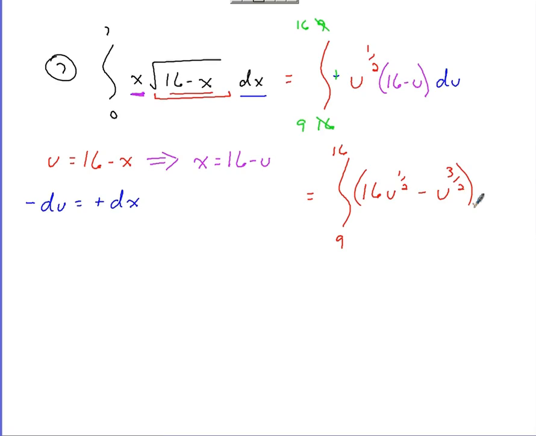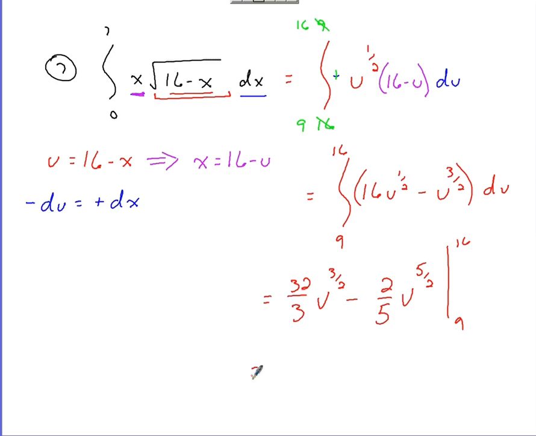So I'm going to take the antiderivative of that function with respect to u. When I do that, adding 1 to my power here, I've got u to the 3/2. Reciprocal is 2/3, gets multiplied to the 16 in front, 32 over 3. Minus, got u to the 3/2 here, add 1, that's u to the 5/2. Reciprocal is 2/5, bump that to the front. Still have our interval here, 9 to 16.